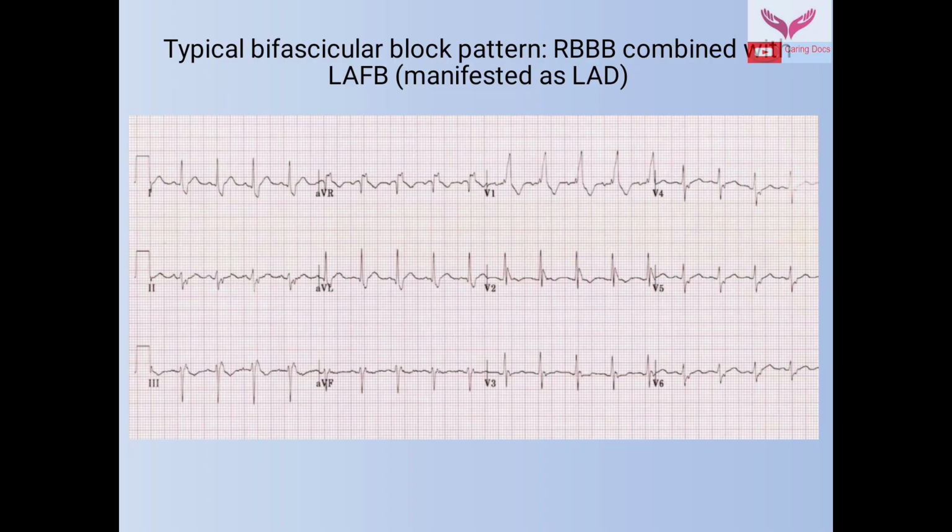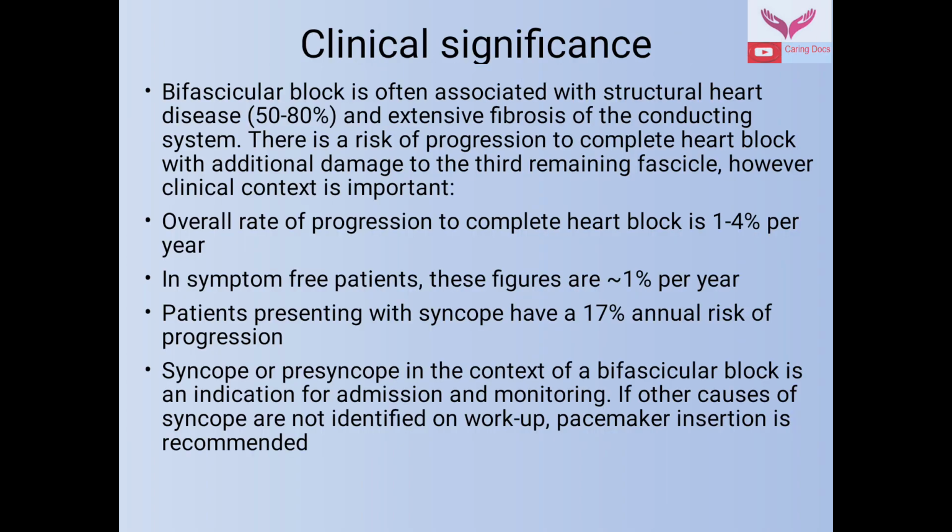Typically the bifascicular block pattern, here we can see the right bundle branch block combined with left anterior fascicular block, and it is manifested as left anterior descending artery supply. The clinical significance of the bifascicular block is it is often associated with structural heart disease in 50 to 80% of the patients, and extensive fibrosis of the conductive system. There is a risk of progression to complete heart block with additional damage to the third remaining fascicle.